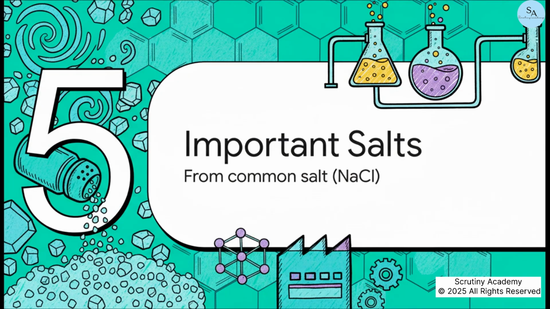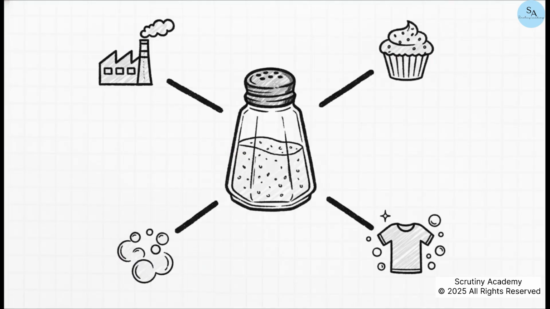Next up, let's talk about salts. And no, I don't just mean the stuff you put on your food. We're talking about fundamental chemicals for industry, and believe it or not, a lot of them come from the one salt we all know, sodium chloride. It's actually pretty amazing what we can make from just plain old table salt.